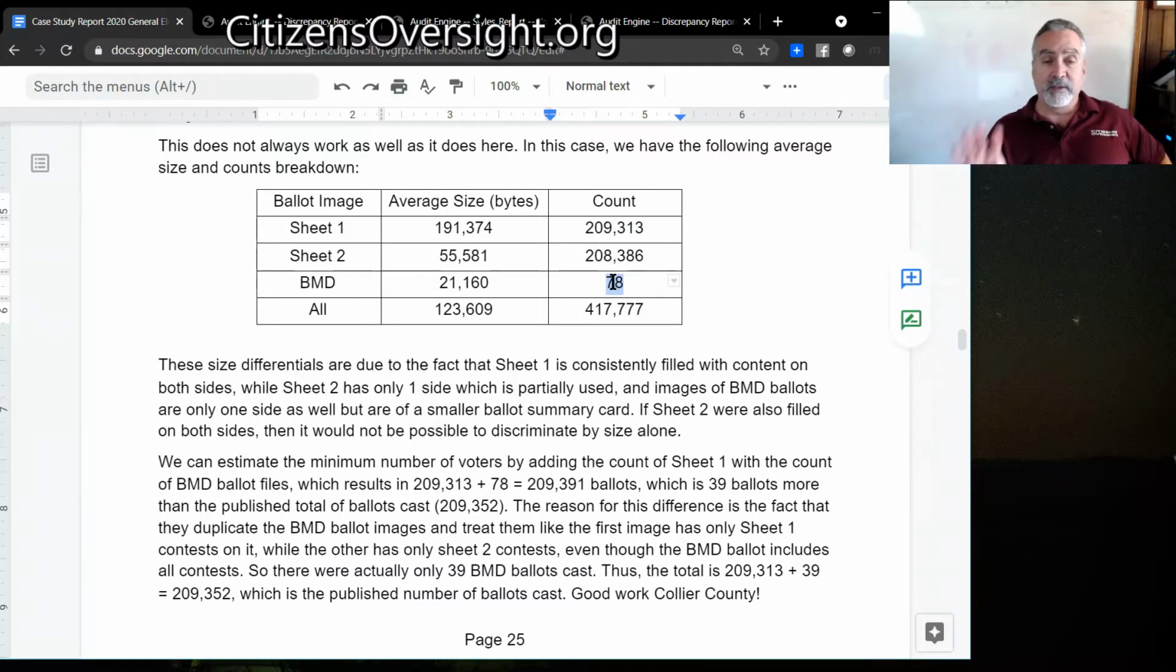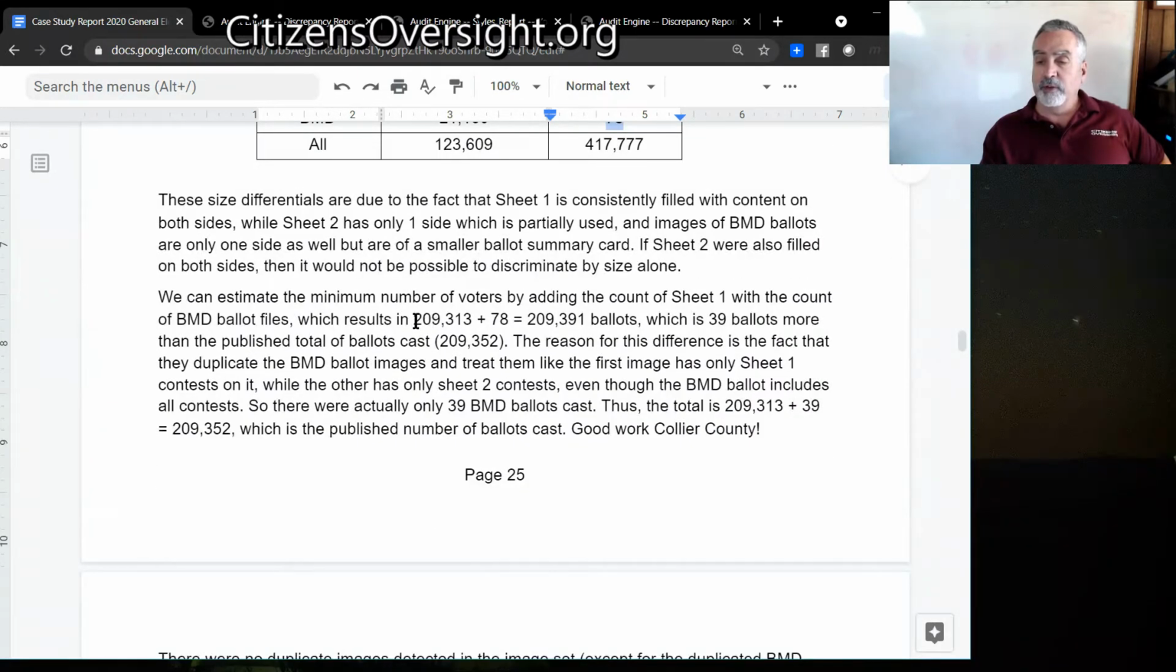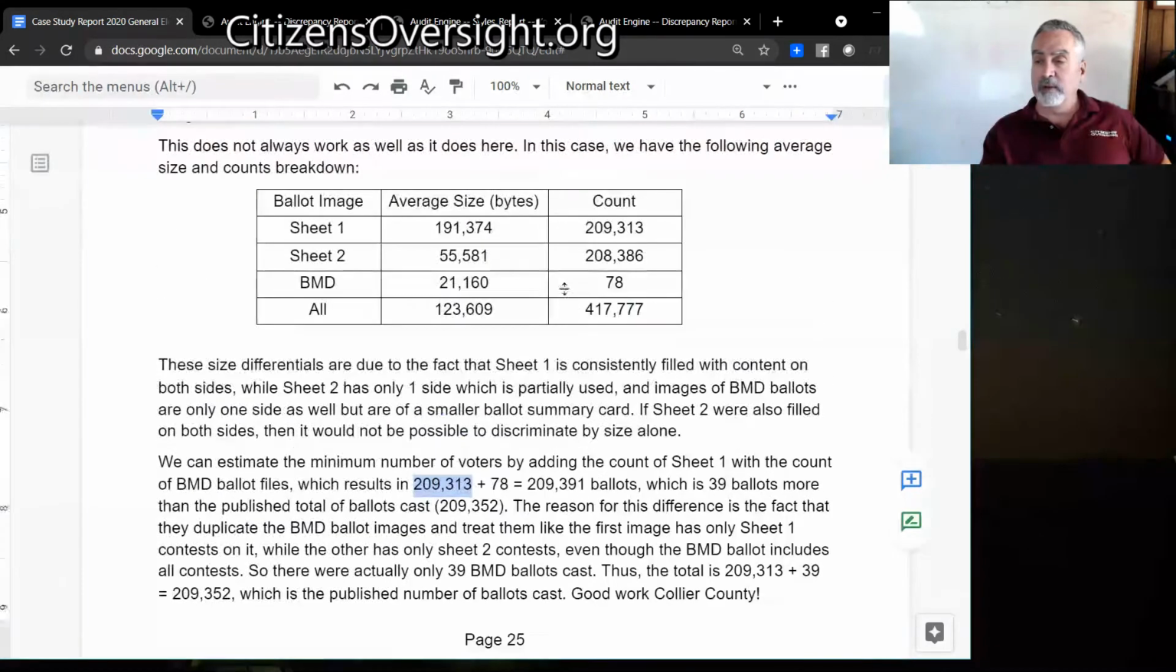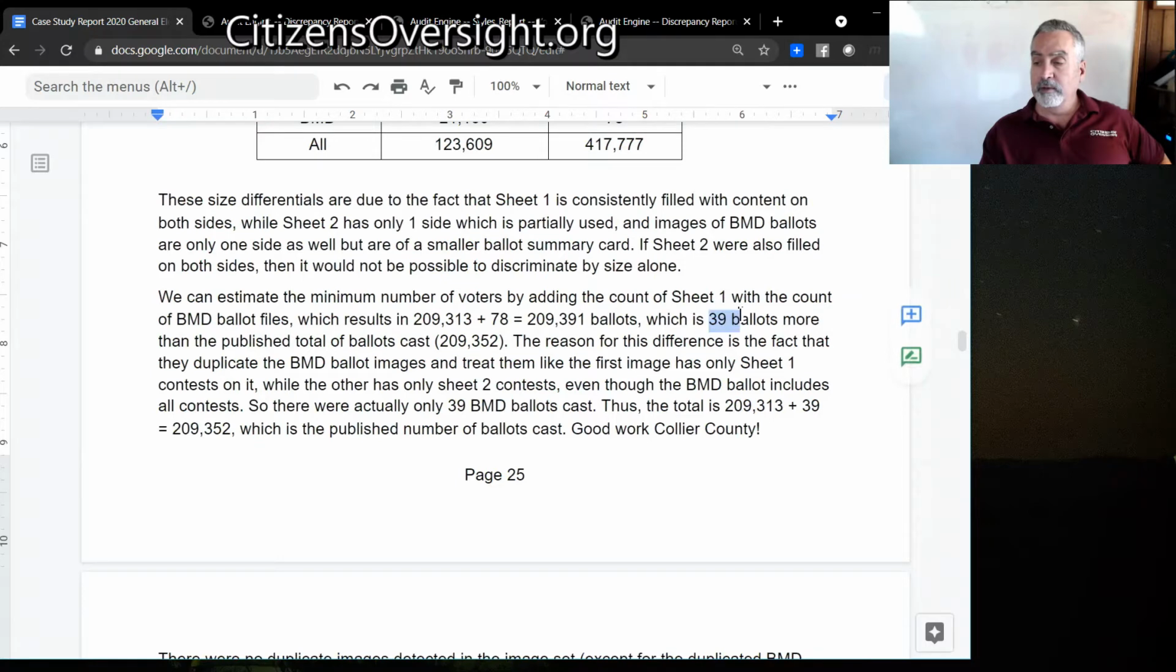But then the BMDs have both sheets in one. So if there is a 2-sheet ballot, they put them all onto one sheet, and that's in the BMD. So those 78 images there seemed like the number of BMDs. Turns out that's not right, but I'll tell you that in a second. We first started with 209,313. What is that? That's the number of sheet 1s. And we add 78 and we get this number, which is 39 ballots more than the published total of ballots cast. So we had 39 images too many.